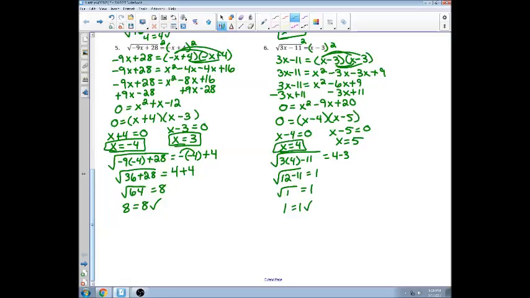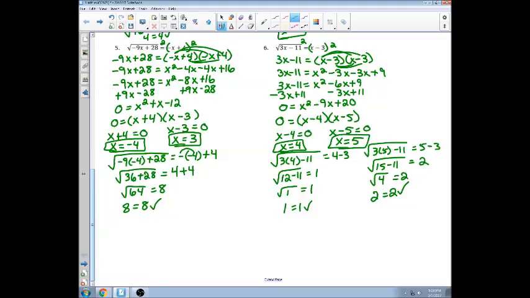Now I put 5 in for all my x's, so the square root of 3 times 5 minus 11 equals 5 minus 3. 3 times 5 is 15, minus 11 equals, 5 minus 3 would be 2. 15 minus 11 is 4, not 14. So it is the square root of 4. The square root of 4 is 2, which is equal to 2. So x can also be 5.